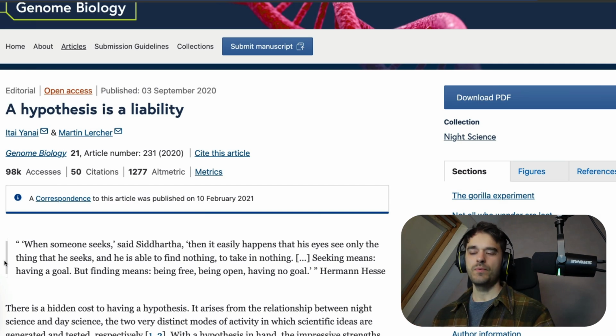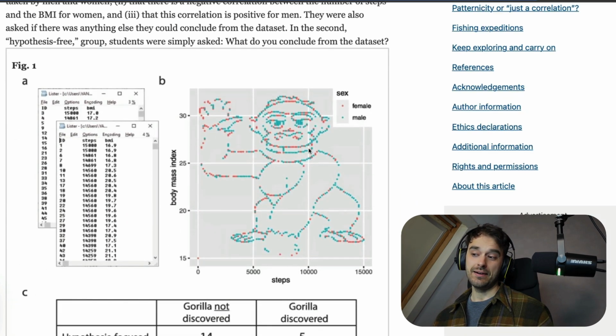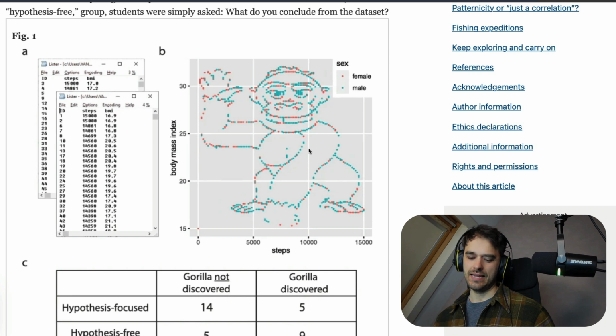So this setup was part of a research paper. The name of the paper is A Hypothesis is a Liability. And the kicker in this entire task was that both groups really did get the same data set. It's just that the data set itself was completely bogus. This is what the data set looked like. Yes, you had number of steps, and yes, you've got body mass index, and the color of the dot here explains whether or not you are a man or a woman in the dataset, but people were just really being plain fooled.